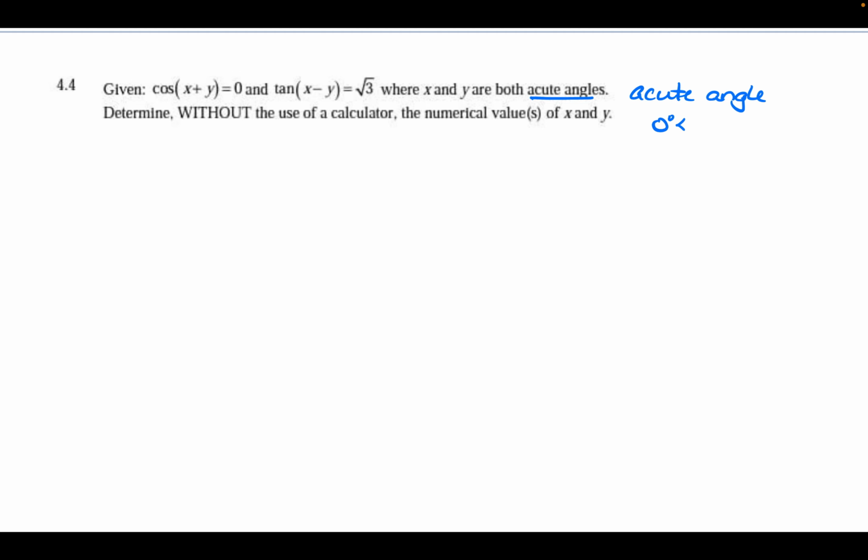So both x and y are between 0 and 90 degrees. So that's something that we know right from the beginning of the problem. Okay, the cosine of x plus y is equal to 0.